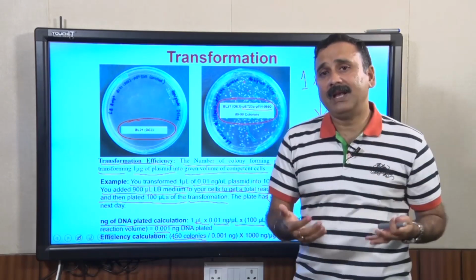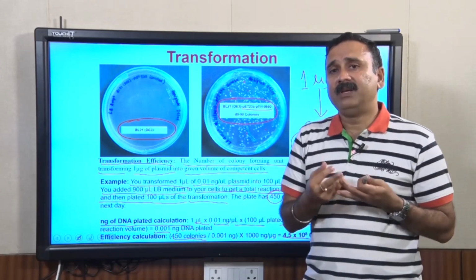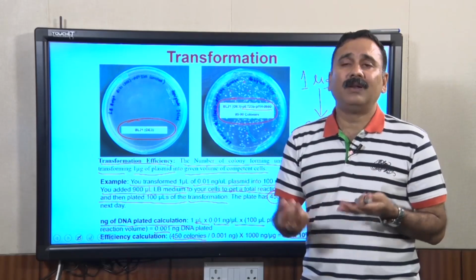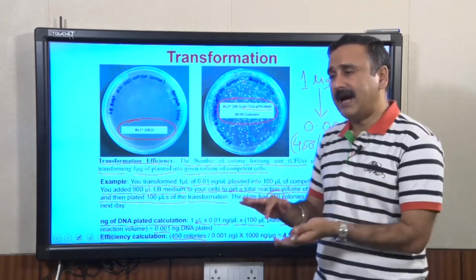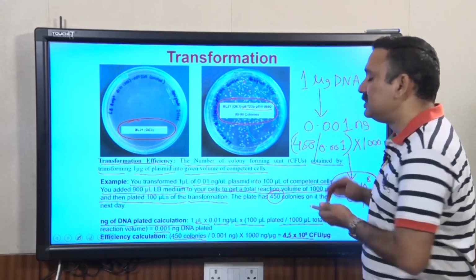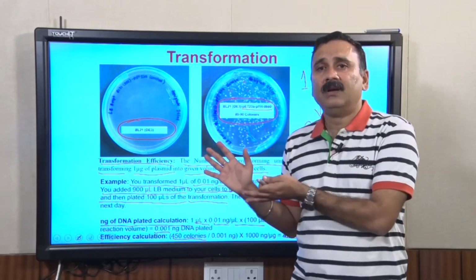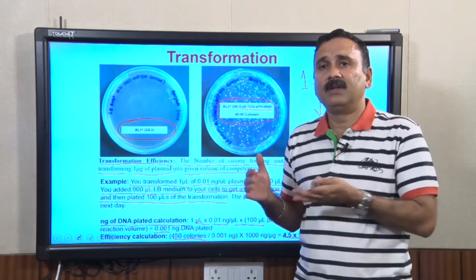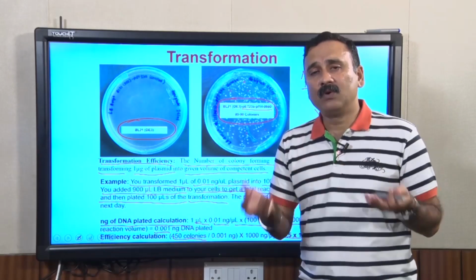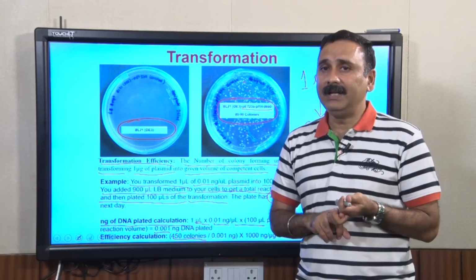Because when you do the ligation products, you may not even be ligating 1 nanogram or less than 1 nanogram of DNA, and in that case a transformation efficiency of 10 to the power 8 or 10 to the power 10 CFUs per microgram is good enough to give you a few colonies of recombinant DNA.